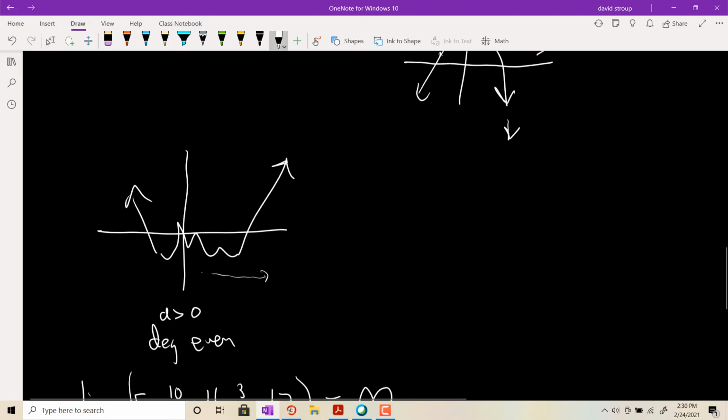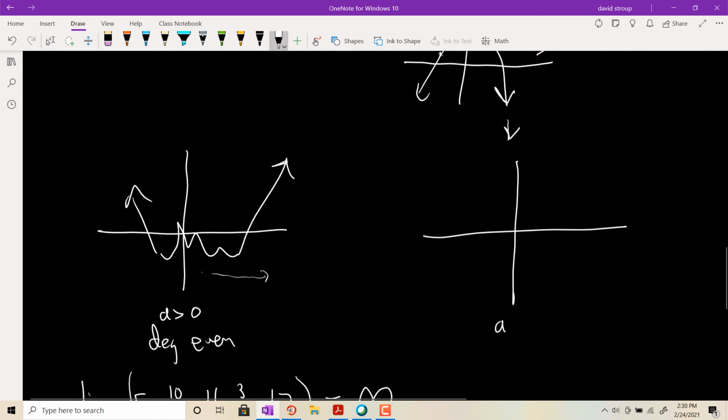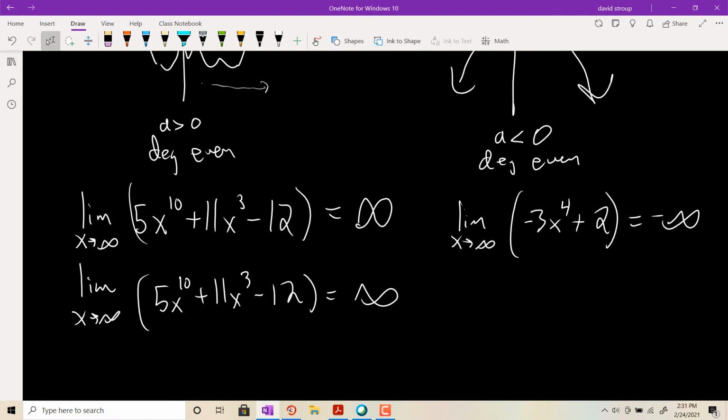Okay, then if you have the other case, which is what we just saw with this negative 5x squared over 3, the leading coefficient is negative and the degree is even. In those cases, you're going to negative infinity in each case. So maybe a simpler version of a polynomial in these cases is something like negative 3x to the fourth plus 2, right? That's going to go to negative infinity because of the picture.